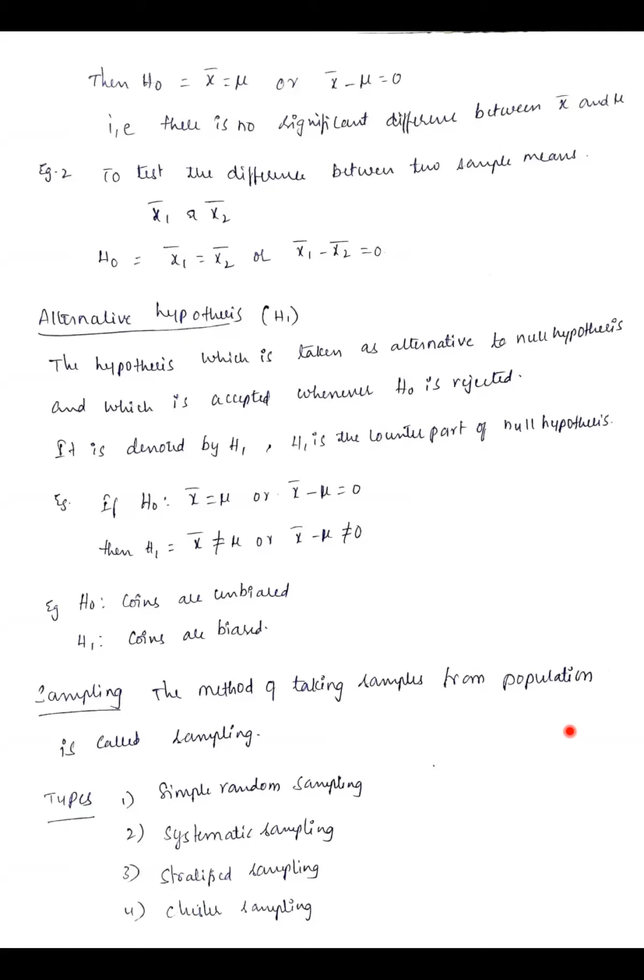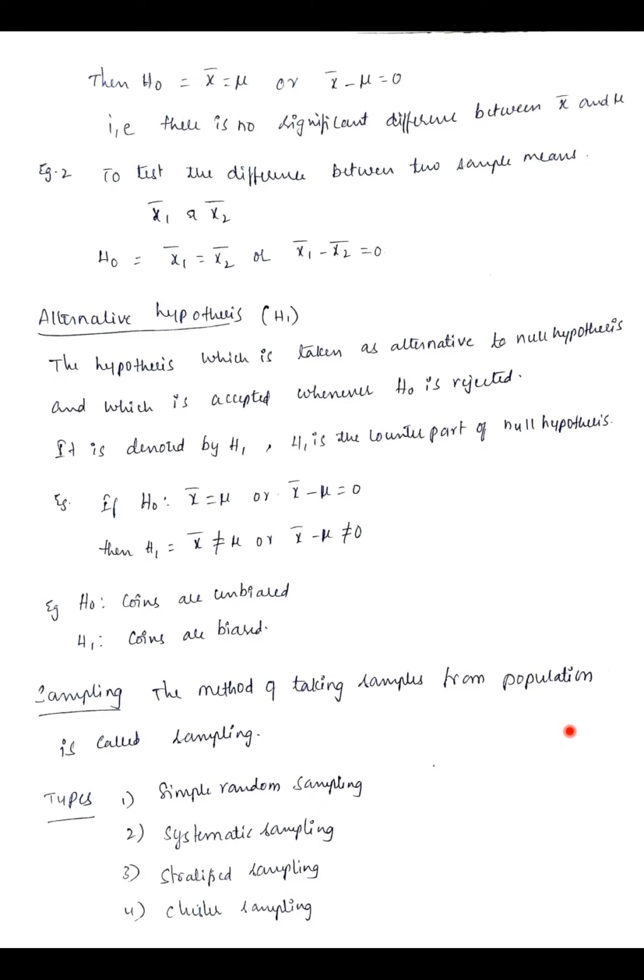And next, suppose we test the difference between two sample means. In this case, x1 bar and x2 bar are the two sample means. Here the hypothesis we have to give is x1 bar equals x2 bar, or x1 bar minus x2 bar equals 0. That's about the null hypothesis.